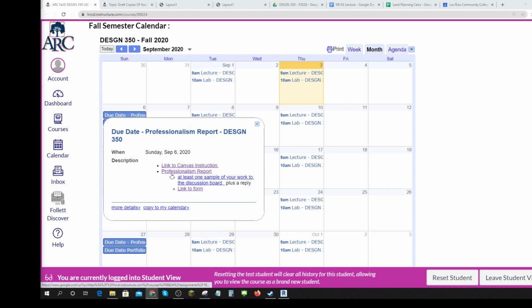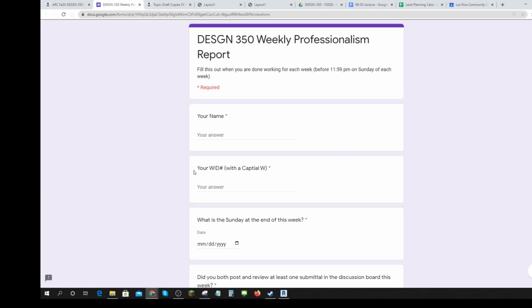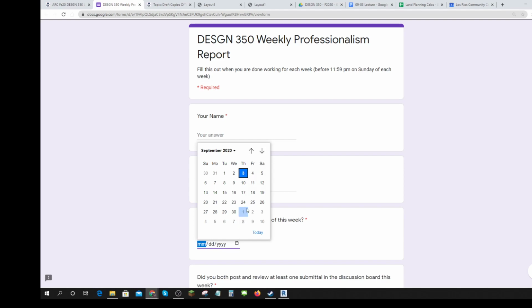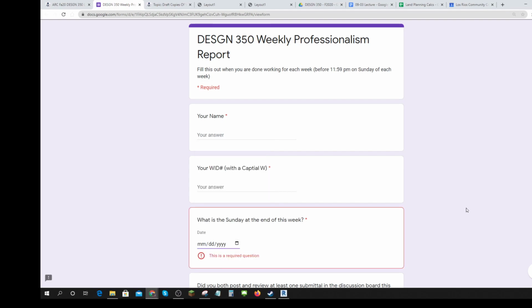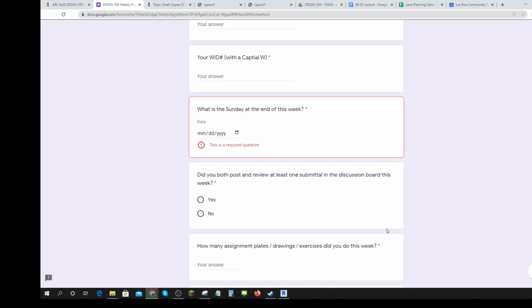let's take a look at this professionalism report. It says here at least one sample. Let's look at the form. The form's going to have your name, the W number. This stuff is due on Sunday. So you'll just click on that Sunday. Did you both post and review at least one submittal? So look, this is due on Sunday.